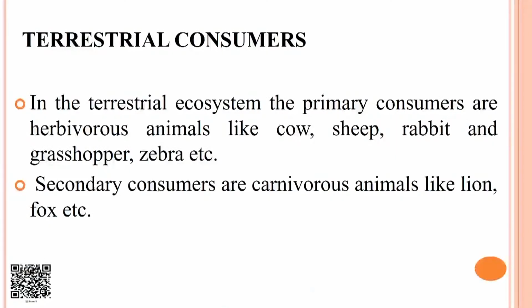When we talk about consumers, we can take some examples of terrestrial consumers also. In the terrestrial ecosystem, primary consumers are herbivorous animals. Examples of herbivores are cow, sheep, rabbit, grasshopper and zebra. Secondary consumers are carnivorous animals like lion, tiger, fox, dog and many more.